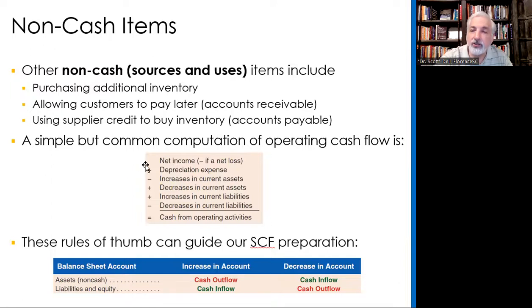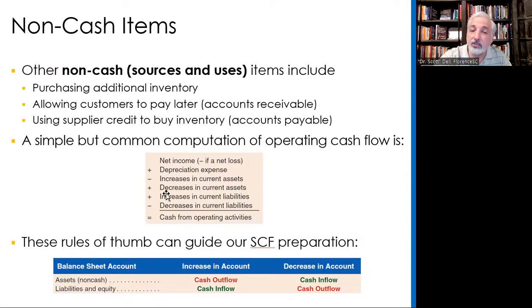But the common computation: we have net income plus depreciation, minus increases in current assets, plus decreases in current assets. So if inventory increases, that's negative, that's a use. If we decrease receivables, we're getting paid, so that's a source of funds. So the increase in current assets is a use, decrease is a source.